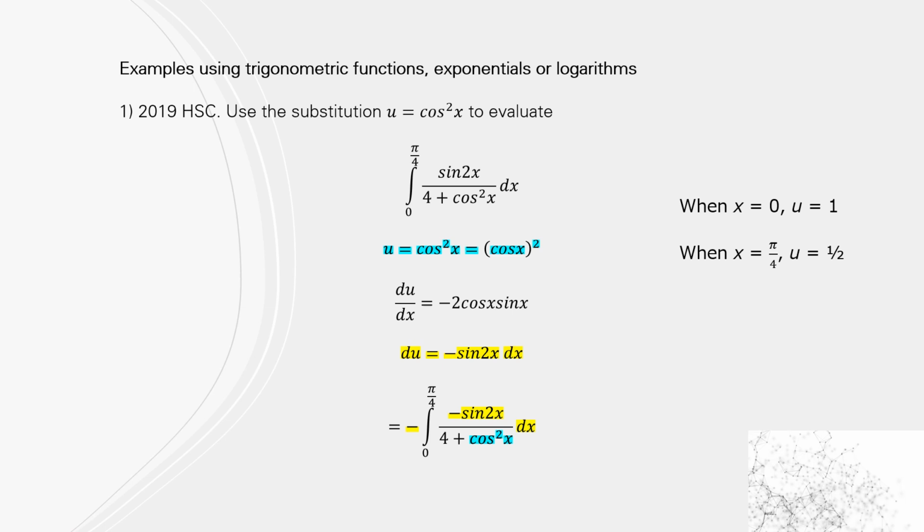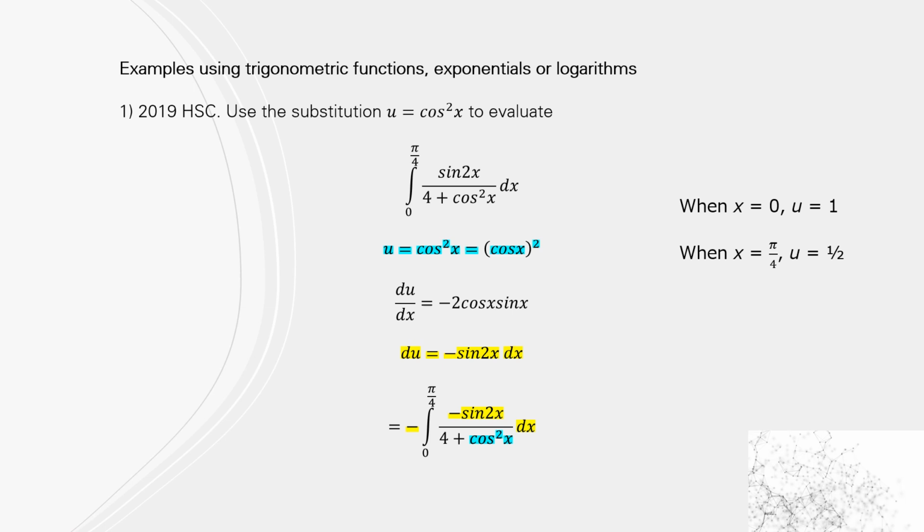But if I differentiate, so if u equals cos squared x, remember we can make that cos x all squared. So the differential of that is minus 2 cos x sine x. And we know that's our expansion of sine 2x. So we get minus sine 2x. So we're going to need minus sine 2x on the top, and that we can then replace. And we're going to replace, obviously, cos squared x with u.